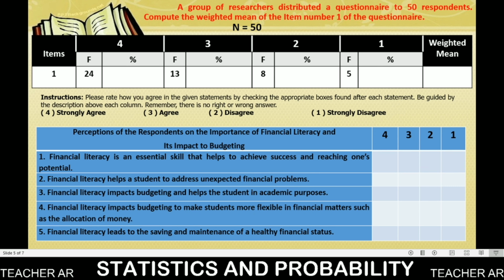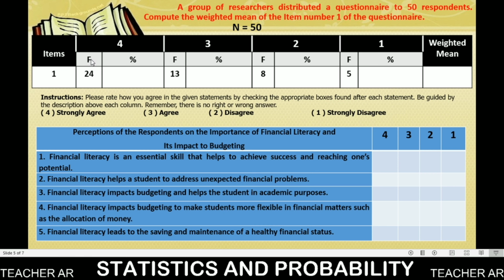Like for example, in item number 1, financial literacy is an essential skill that helps to achieve success and reaching one's potential. So the researchers want to determine the perception of the respondents if the respondents strongly agree, agree, disagree, strongly disagree on that statement. Okay? And now, let us go back to the table and let's focus on item number 1.